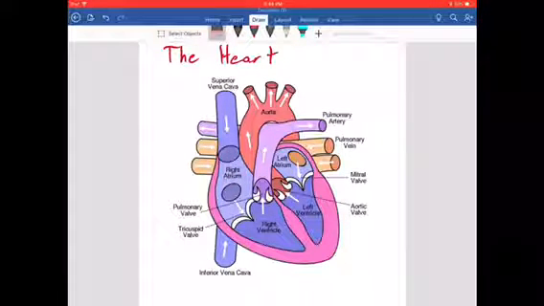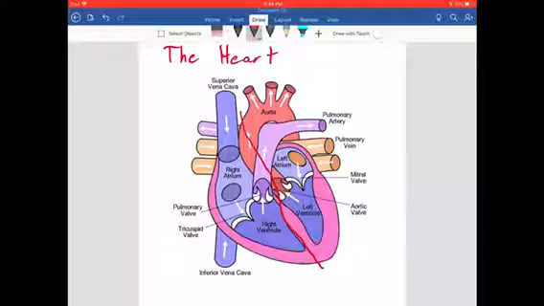Hey guys, so today we're going to be talking about the heart and the different areas of the heart. Now, there are a couple of important parts that we need to learn about the heart, including some basic ideas. The first major and important idea with the heart is that the heart is divided into two sections, the right side and the left side.